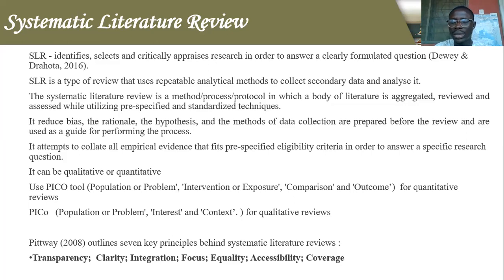According to Pittaway 2008, he outlines 7 key principles behind systematic literature review. He is saying that any systematic literature review should have transparency, clarity, integration, focus, equality, accessibility, and coverage. With transparency, you should be able to document the process you embarked on in selecting this literature, so that anyone can follow the set steps or measures to arrive at a similar or the same result. This will help with the validity and the reliability of the data.